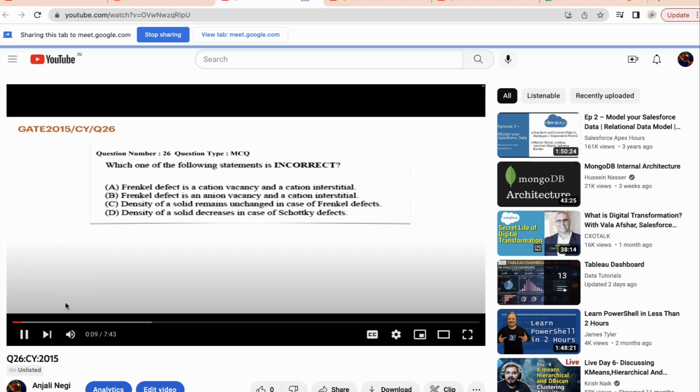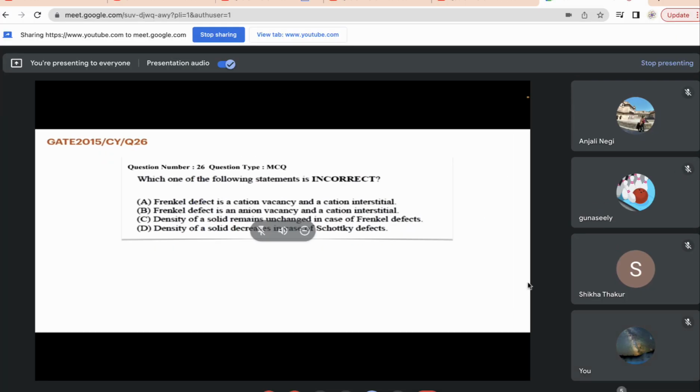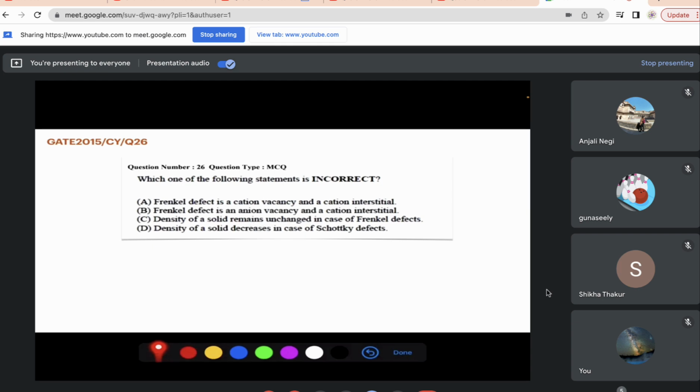I will be solving GATE 2015 chemistry question number 26. This question states, which one of the following statements is correct? We are given four different options. So before moving to the options, let's discuss some basics.